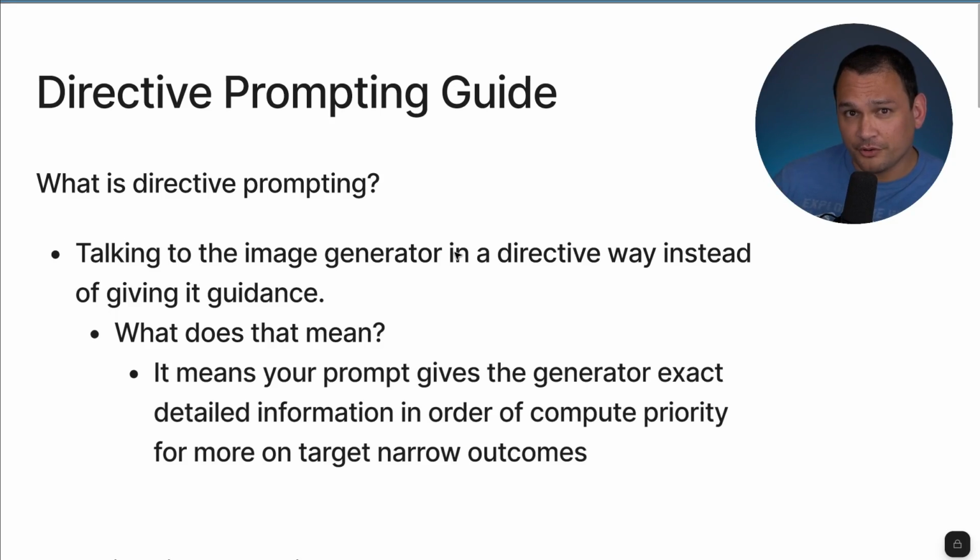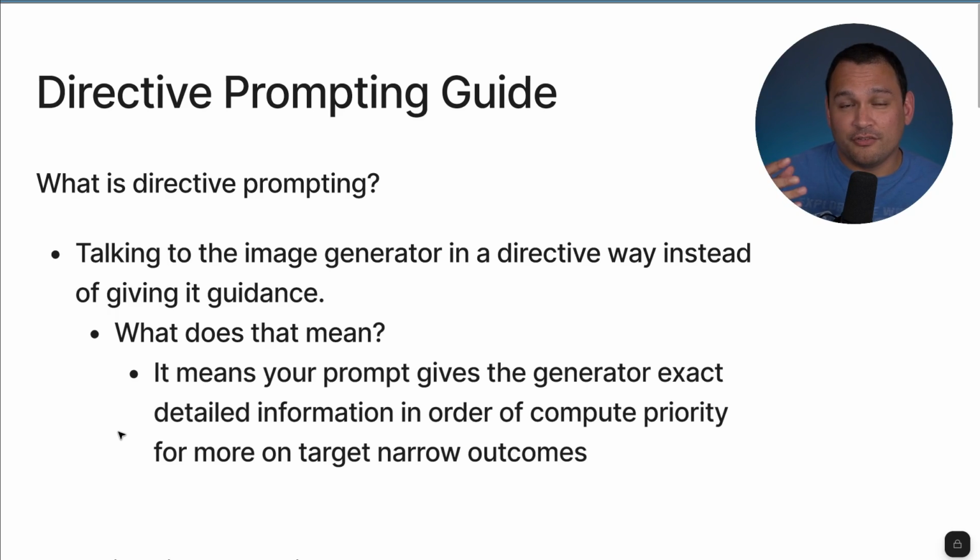So let's start with what directive prompting actually is. It's talking to the image generator in a directive way instead of simply giving it guidance. So what does that mean? It means you're giving it exact, detailed information in compute priority for targeting narrow outcomes.